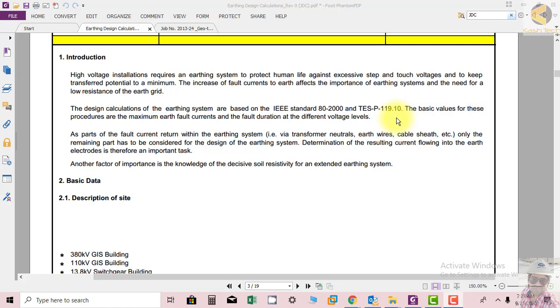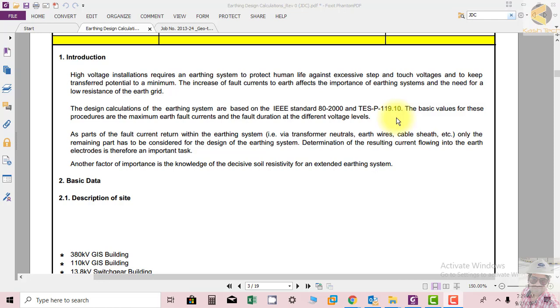These are the two basic values which are most important for designing the substation earthing system. As part of the fault current returns within the earthing system, via wire, transformer neutral, earth wire, cable sheath, etc., only the remaining part has to be considered for design of the earthing system.